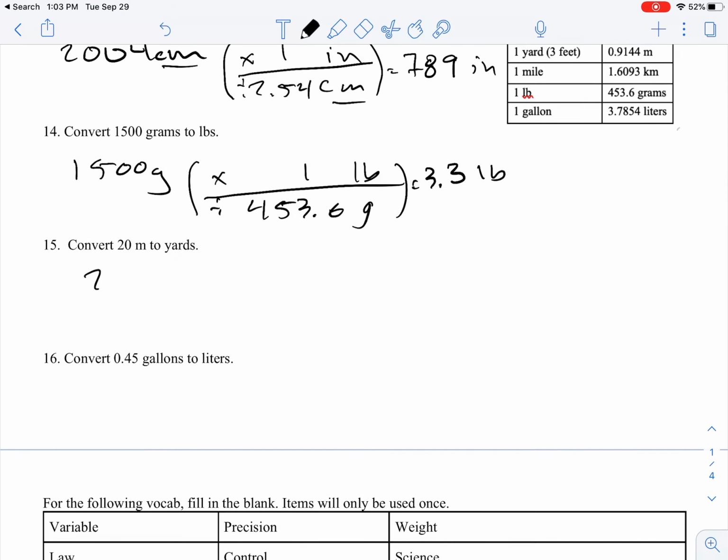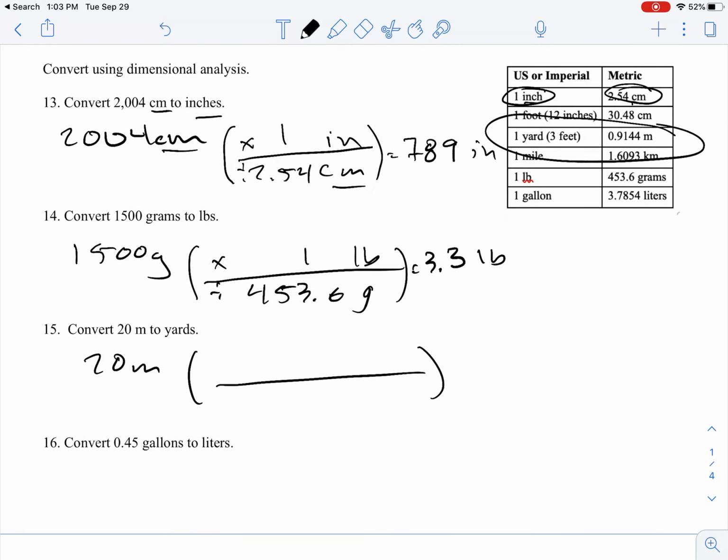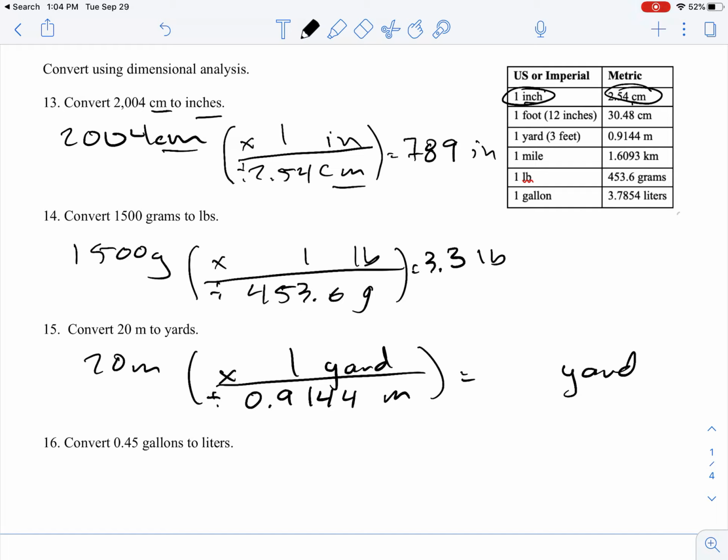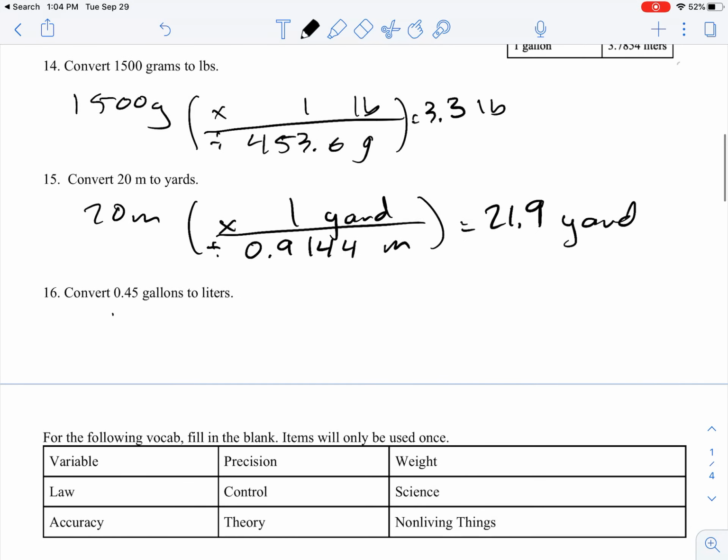20 meters to yards. I got 20 meters. I want to go to yards. Let's just make sure. Yep, I'm using this conversion factor right there. So I have 20 meters is equal to yards. How many yards? Meters is on bottom. That's 0.9144 meters per yard. And 20 divided by 0.9144 gives me 21.9 yards.